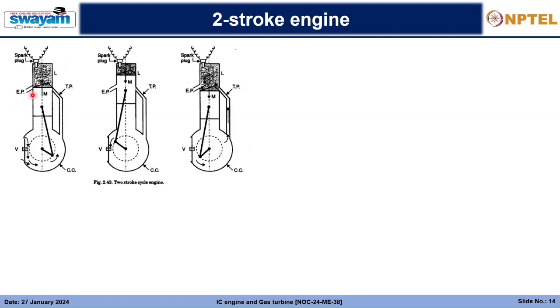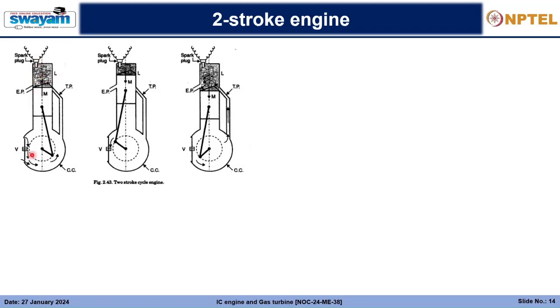So let us have a look at how the two-stroke engines are working. In the two-stroke engine, the difference is that this is having a spark plug. So this is a spark ignition SI two-stroke engine, right? Two-stroke SI engine. The combustible part here will be the air and fuel mixture, not only air.